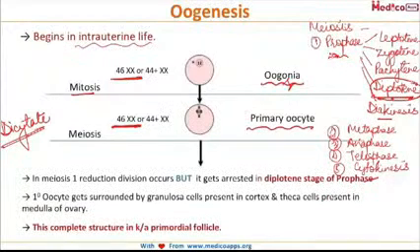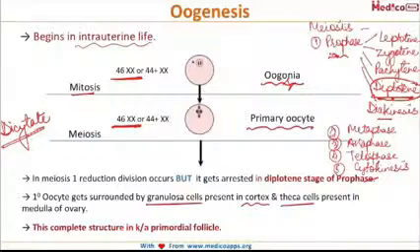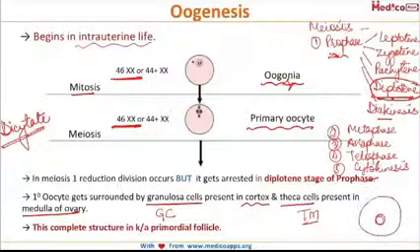Now this primary oocyte gets surrounded by granulosa cells present in the cortex and theca cells present in the medulla of the ovary. Granulosa cells in the cortex and theca cells in the medulla of the ovary. And this entire structure is called primordial follicle. So if this is a primary oocyte, it gets surrounded by the follicular cells, that is the granulosa cells and the theca cells, and this entire structure is called a primordial follicle.